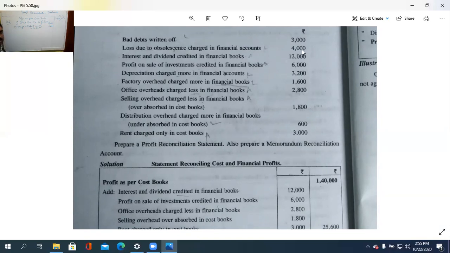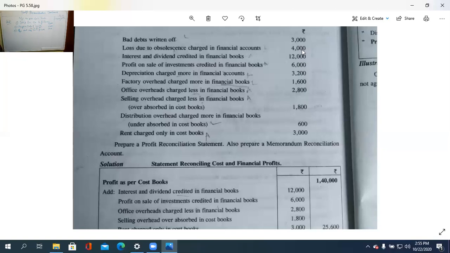Sorry, yes, one more item is there. Office overhead charged less in financial books. Financial books in office overhead to be charged less. Under absorption. So under absorption of any of the overhead, isn't it? So office overhead, third item, office overhead charged less in financial books. How much is it? 2,800. Then next, selling overhead charged less in financial books.